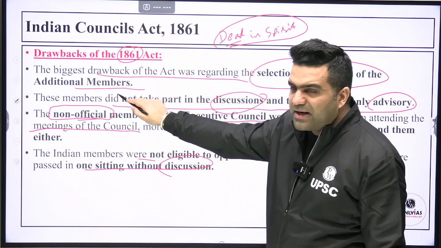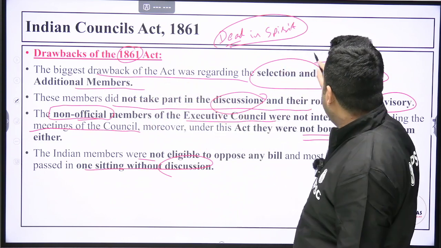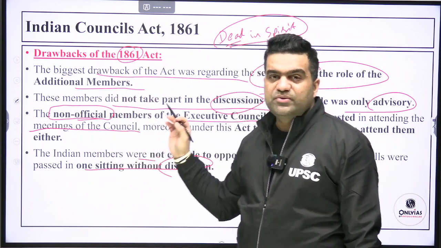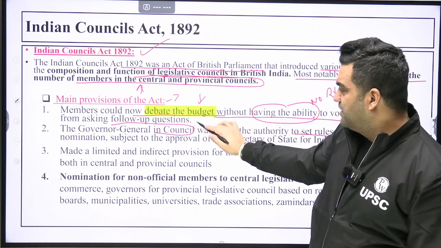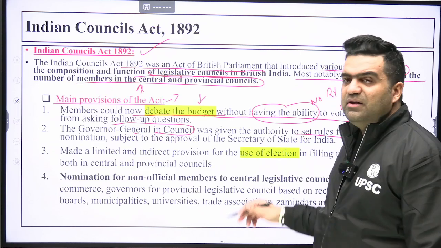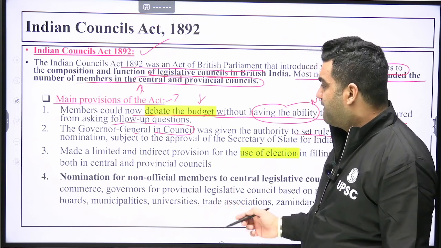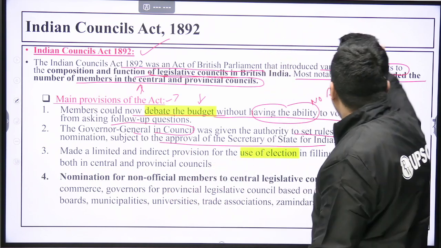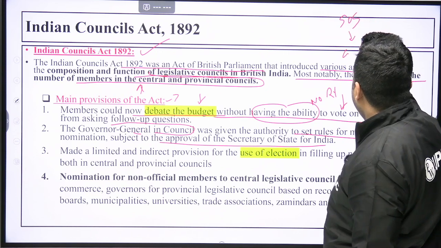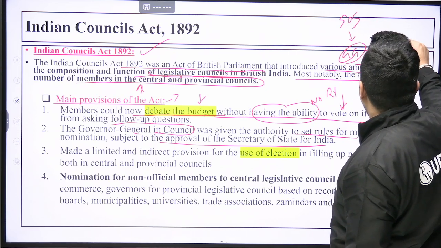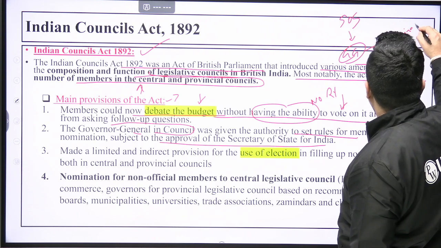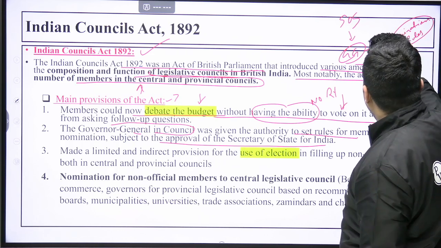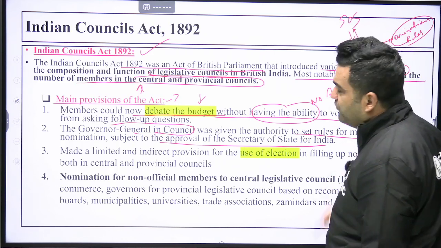In the 1861 Act, we saw that the selection criteria for additional members was ambiguous. That is why the Governor General in Council now will have the power to make rules for the nomination, subject to the approval of the Secretary of State for India. So the Governor General will make the nomination rules for selection of nominated members, which will ultimately have to be approved by the Secretary of State.